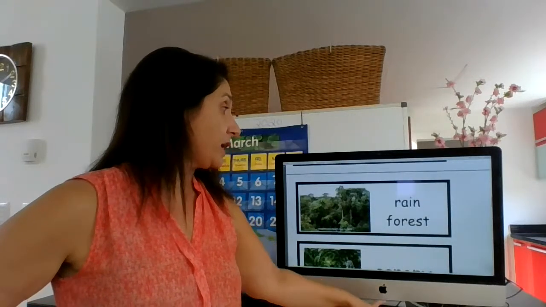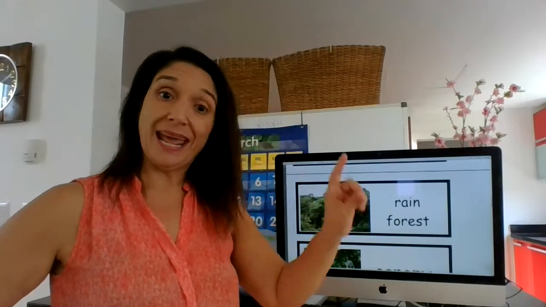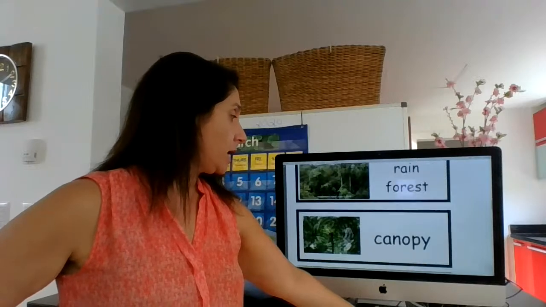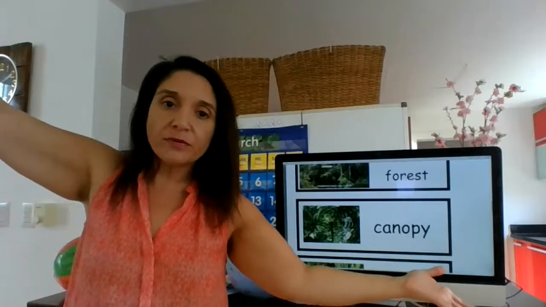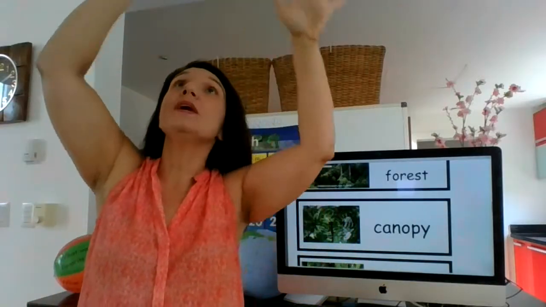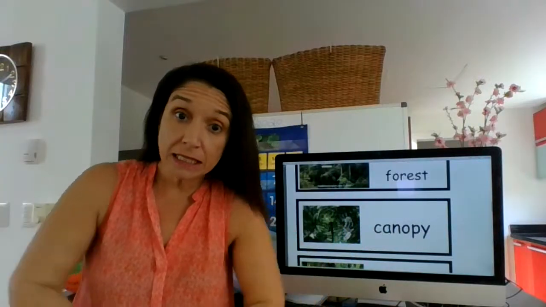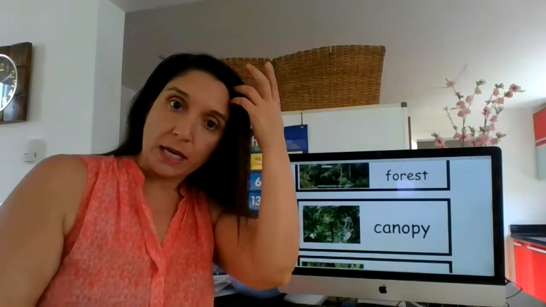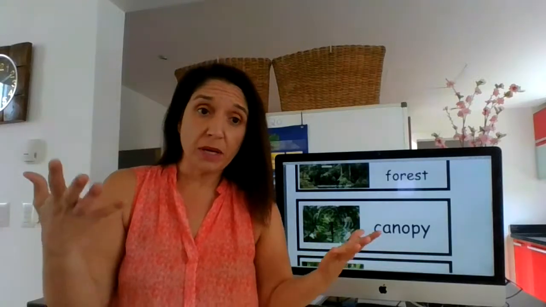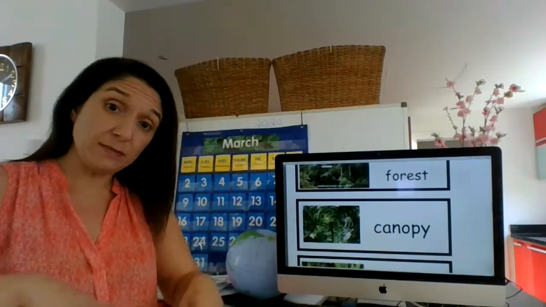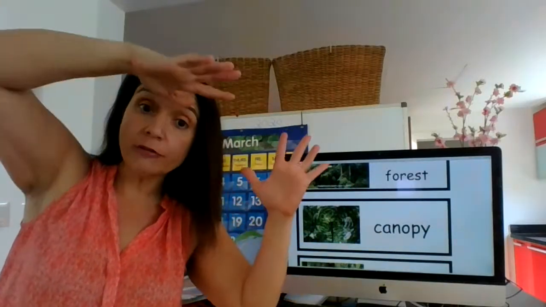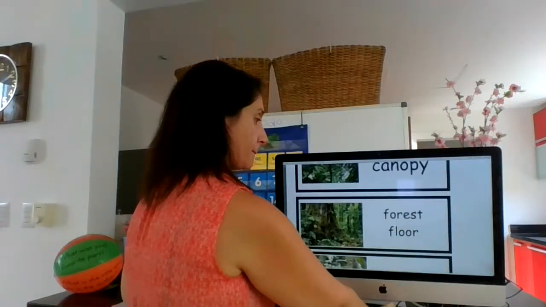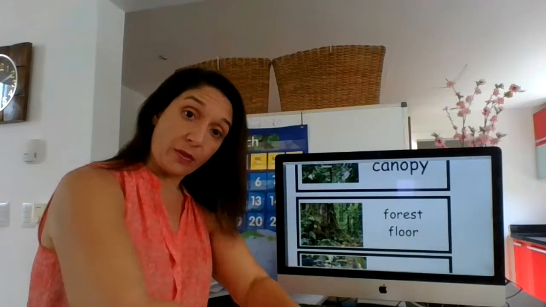And we have the word rainforest. Rainforest begins with an R and an F, right? And canopy is the big trees, all of the leaves at the top of the trees that have the canopy over the top and that doesn't let any sunlight come in. So that's why a lot of times in the rainforest, even though it might be sunny one day, it doesn't really seem so on the bottom because all of the leaves and the canopies from the trees are covering over the top. And then the forest floor, which is on the bottom.